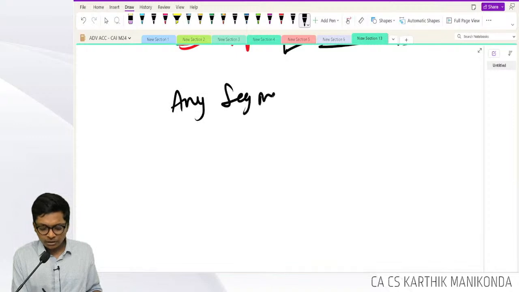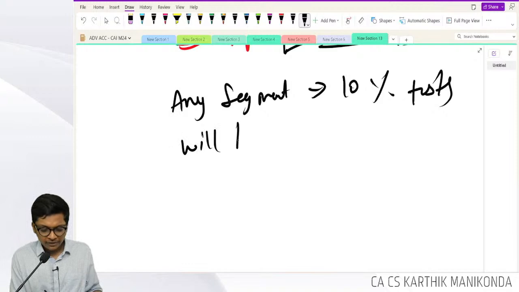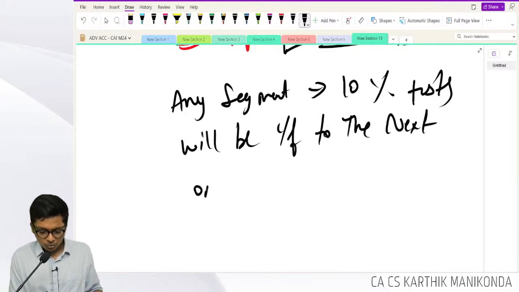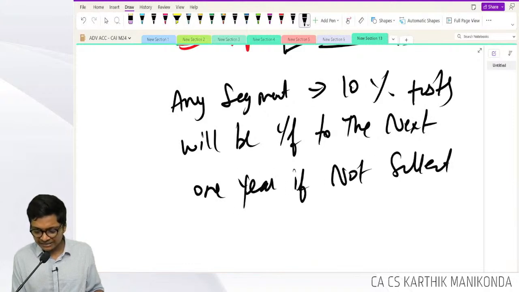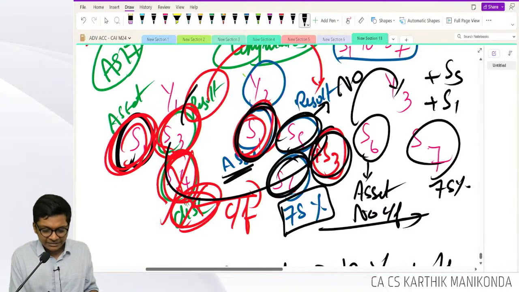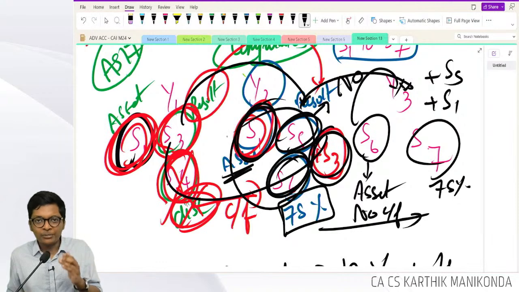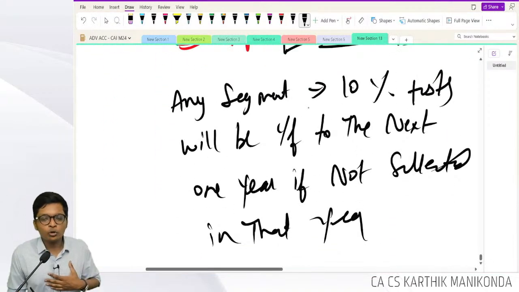Any segment passing those 10% tests, revenue test, result test or asset test alone, will be carried forward to the next 1 year if not selected in that year. That's why you can see here, from year 1 segment 3 is carried forward only to year 2 but not to year 3. In year 2, the new 10% tests will be carried forward. That's it.